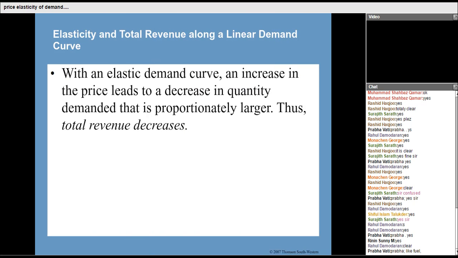Now see, elasticity and total revenue along a linear demand curve. With an elastic demand curve, an increase in the price leads to a decrease in quantity demanded that is proportionately larger. Thus, total revenue decreases. What happens if it is elastic demand? An increase in the price leads to a decrease in quantity demanded, and that will be severe. It is so flexible. If you increase the price, the demand will severely drop down. So you have to be careful then. If you do so, at the end of the day, you have less revenue. See how it works?